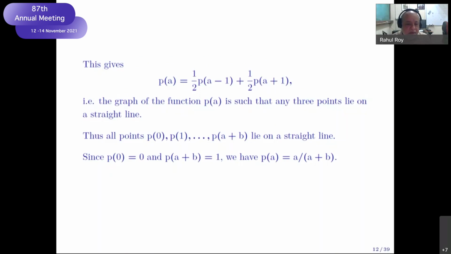And then a simple boundary thing, because we know that P of 0 is 0. If you start from 0, you cannot reach the bar because you're stuck there. And if you start from the bar, then of course you're there already. So these are the boundary conditions. And from there we have this solution.